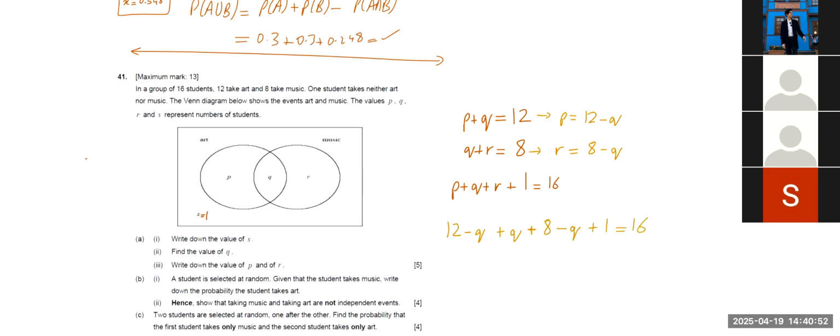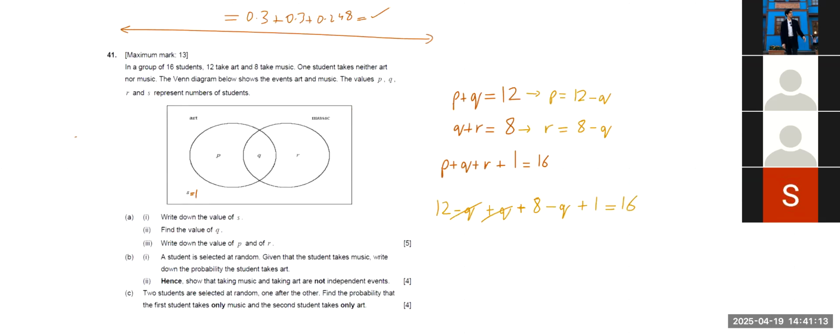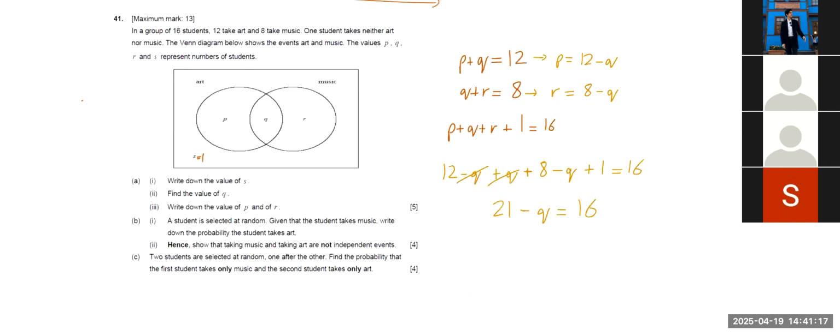This is basic substitution, solving simultaneous equations using substitution. So this should be obvious to you. If it's not, I'm planning on doing a class where we talk about solving equations. This can be part of that. Is this clear? Now we can just simplify. So minus Q plus Q cancels out. 12 plus 8 plus 1 is 21. Minus Q equals 16. I can subtract 21 on both sides, which will give me negative 5. And then I can cancel out the negatives, which gives me Q equals 5.